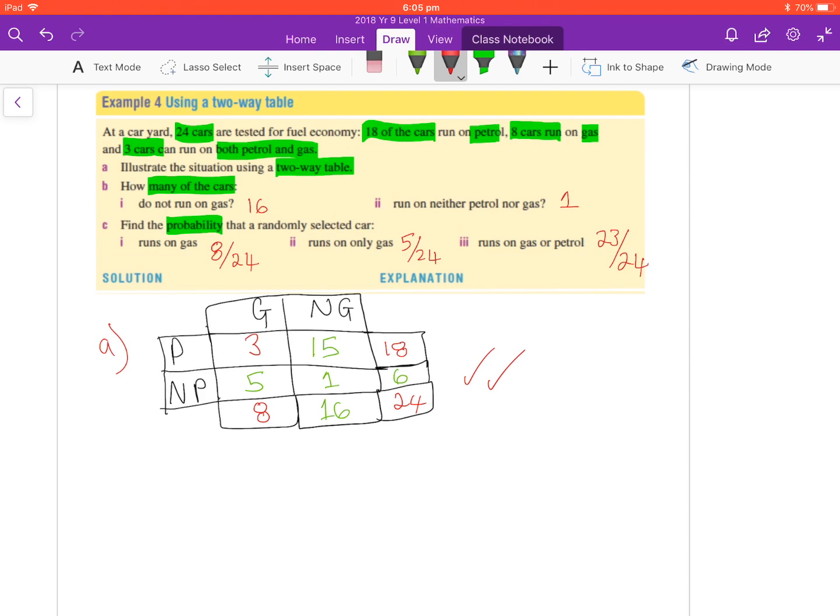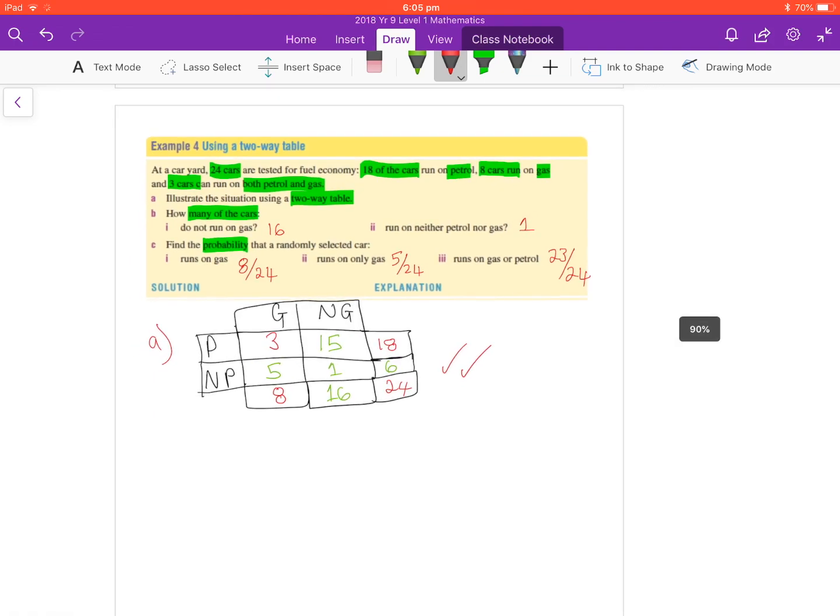Hopefully, by looking at how my answers came out, you can see where I got them in my table. And that is how you work the two-way table.